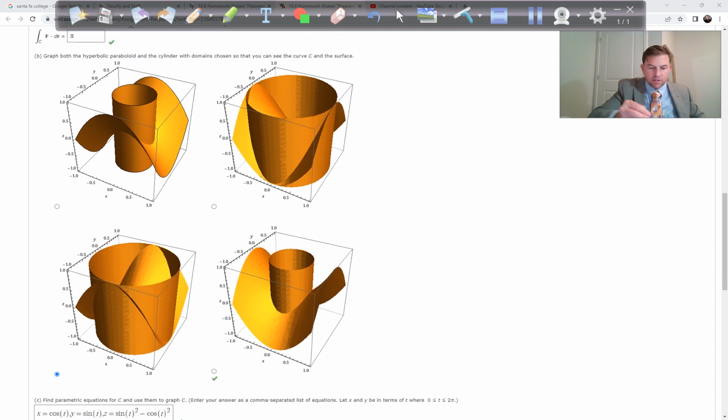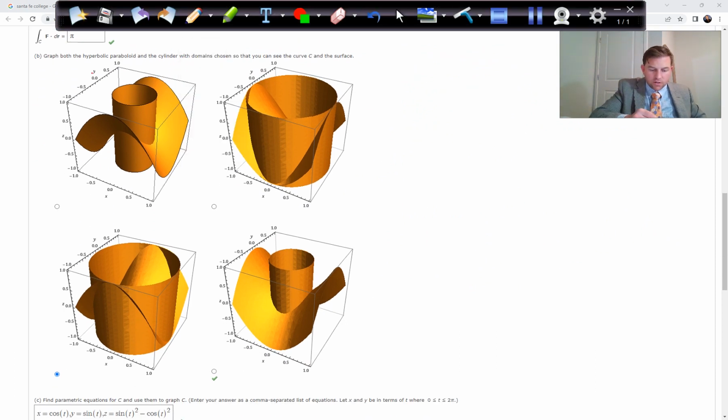And that is the cylinder. This cylinder does not have a radius of 1. If you look at it, its radius is only 0.5. So that one and that one's gone, which leaves just this one and this one. Now how do we know which one it is from there?